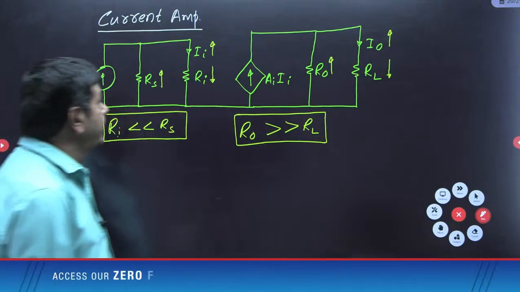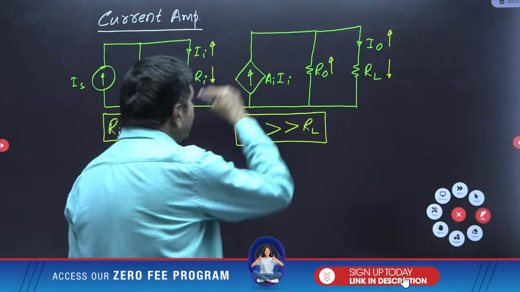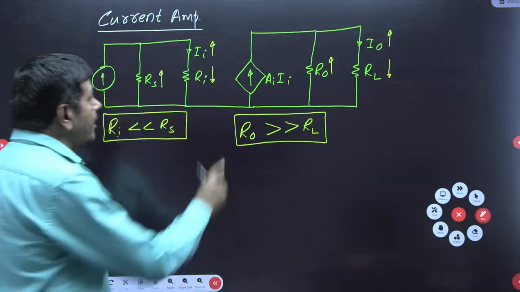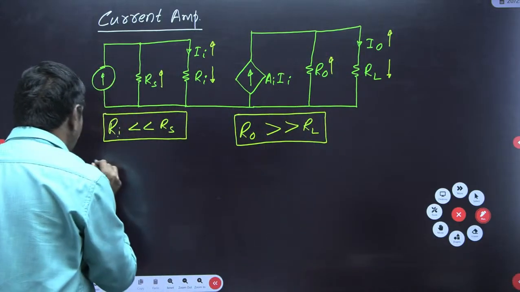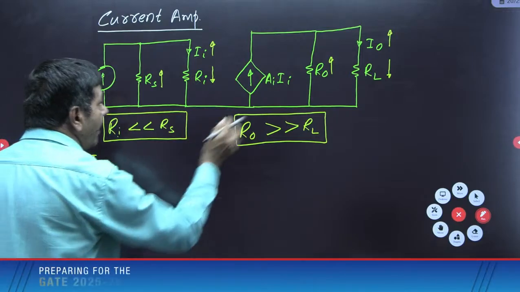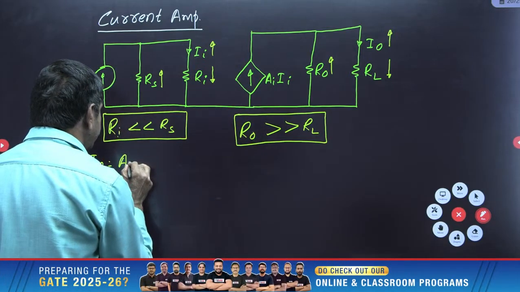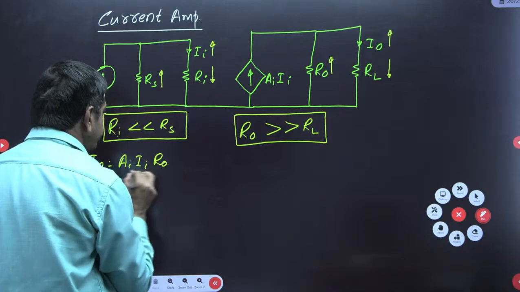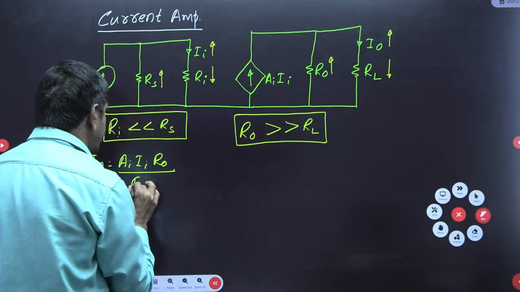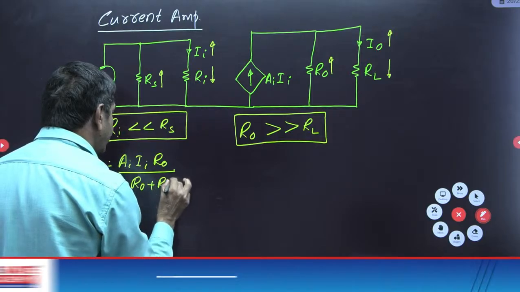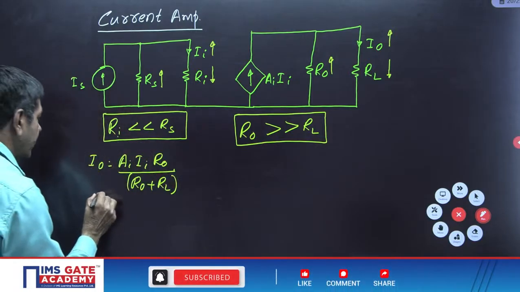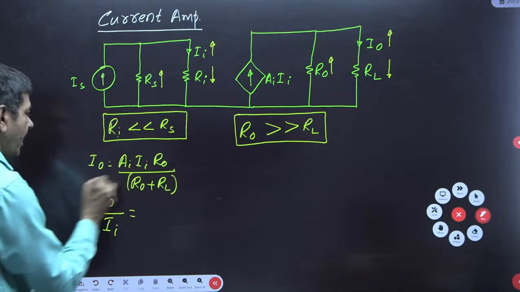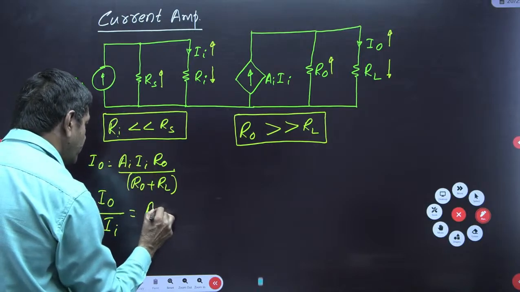Sometimes you may be asked, what is Ai, the internal current gain, equal to? It is asked sometimes in the GATE. If internal current gain is required, in the Norton's equivalent circuit you find I0 by applying the current divider formula. I0 means Ai into Ii, times R0 by R0 plus RL, by the current division formula. But I want I0 by Ii. Sometimes they ask, I0 by Ii equal to how much? No problem. If I0 by Ii is asked, you can say this option is correct.